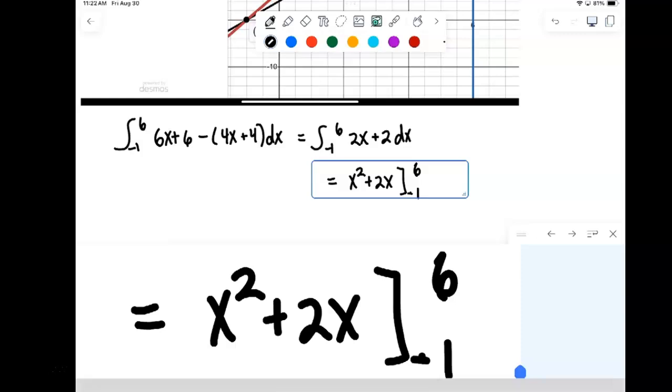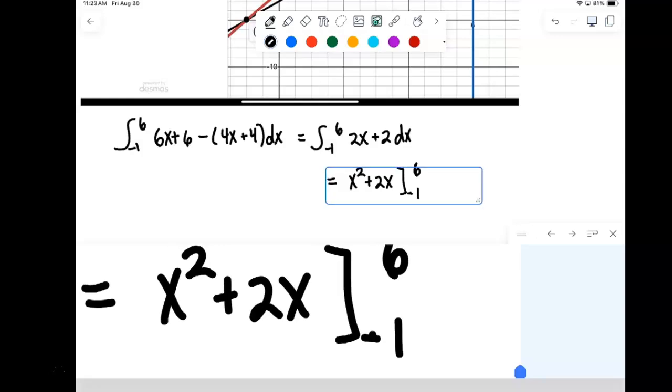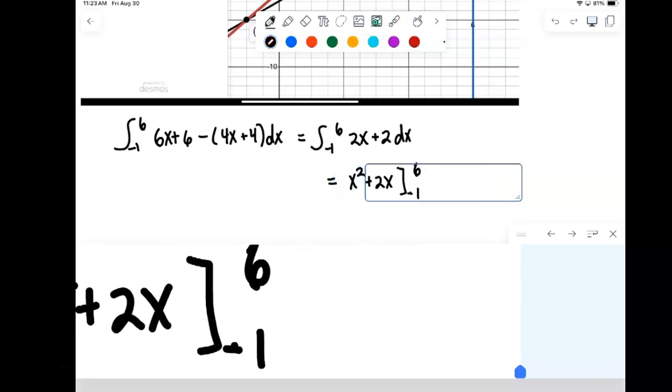6 squared is 36. 2 times 6 is 12, so that's 48. And when we plug -1 in, we're going to have a -1 squared, which will be 1. And 2 times -1 will be -2. 1 minus 2 will be -1. But because it's in the subtraction part of the integral, we actually end up getting 48 minus a -1, which gives us an area of 49. Okay. And so a little more straightforward than some of the other ones that we did.